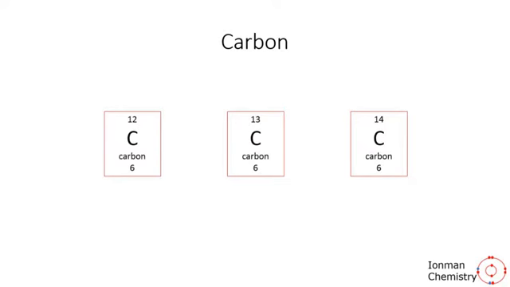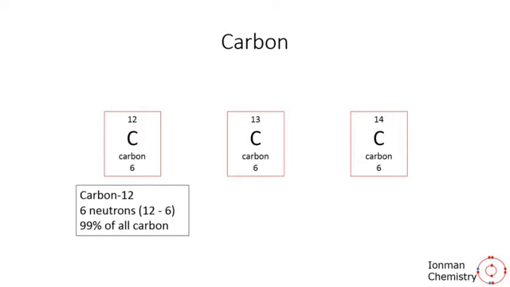So carbon-12 has a mass of 12, and that's because it's got 6 protons and 6 neutrons. And remember, you work out the neutrons by doing the mass take away the proton number. So carbon-12 is one isotope of carbon, and in fact pretty much all the carbon in the world, 99% of it, is called carbon-12.